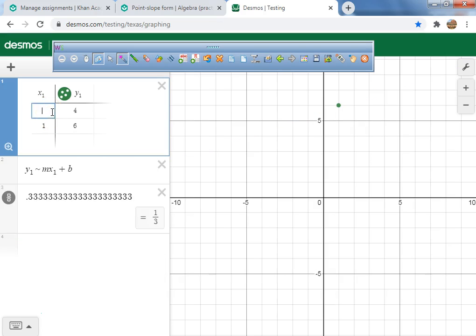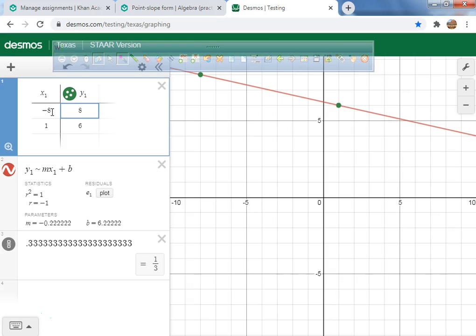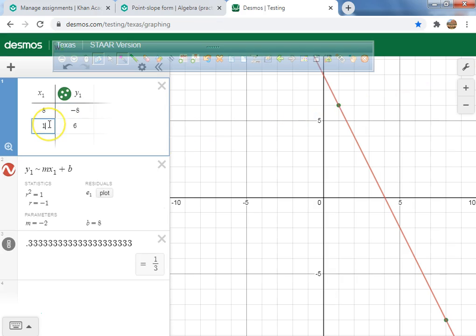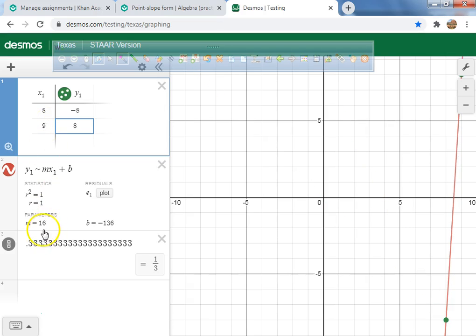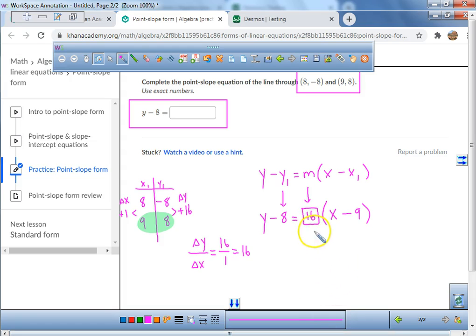Take this out and put in a, what was it, a -8 and an 8? Oh, is it 8 and a -8? 8 and a -8, not an equal. All right, and then 9 and 8. Okay. Can everybody see right here the new slope? You see the 16? Perfect. So now we take that number and we put it right there.